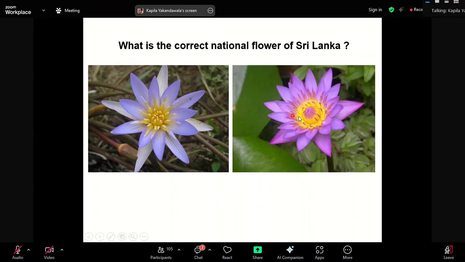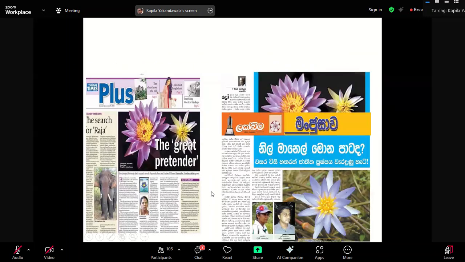This discovery led to the change of the national flower from this flower to this flower. This is the correct flower. During that time, there were a lot of newspaper articles and TV programs, I wonder whether you can remember, and wide publicity was given: Nilmanel, what color is it? We had mistaken the national flower for years, right?